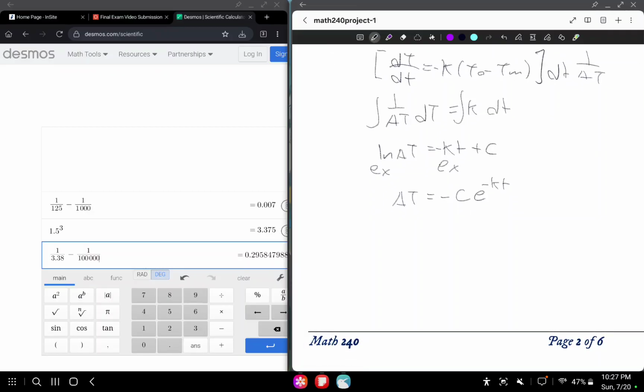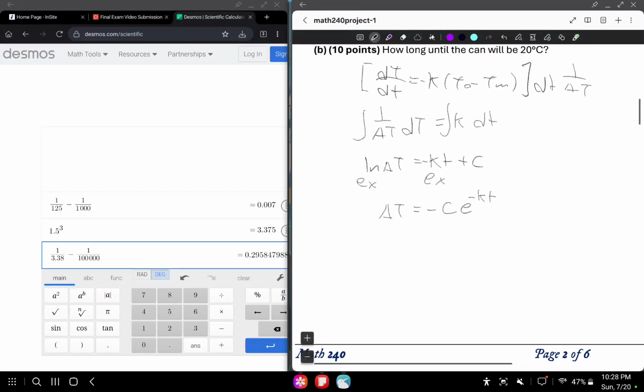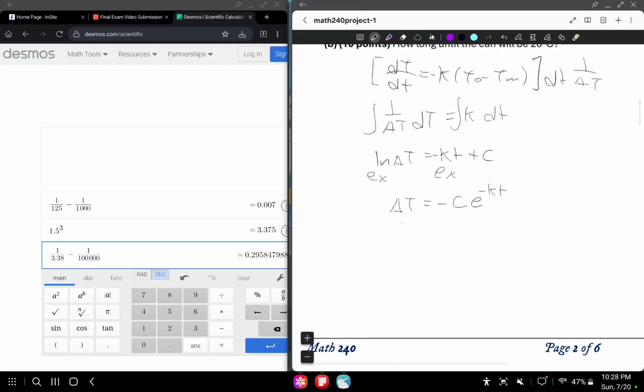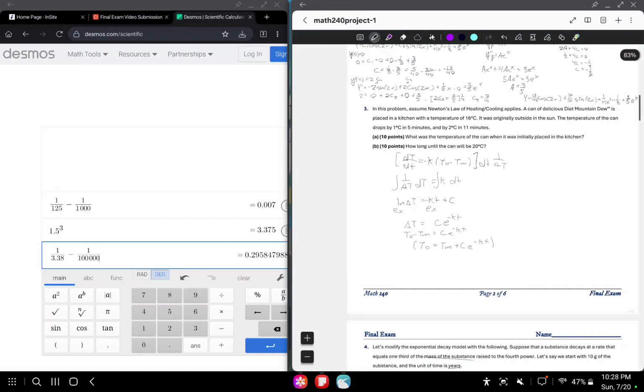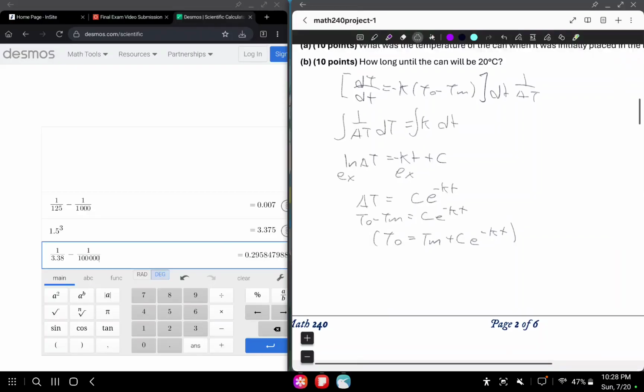So this will equal T minus Tm. T0 minus Tm equals C e to the negative kt, so T0 equals Tm plus C e to the negative kt. IVP time. That's the general solution.